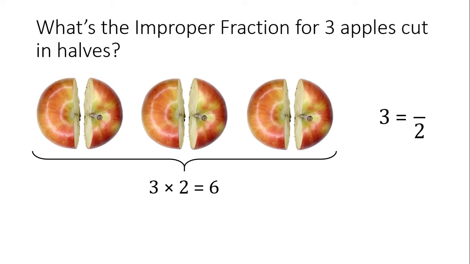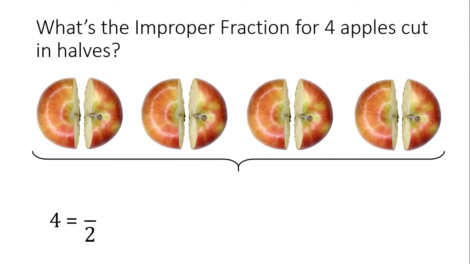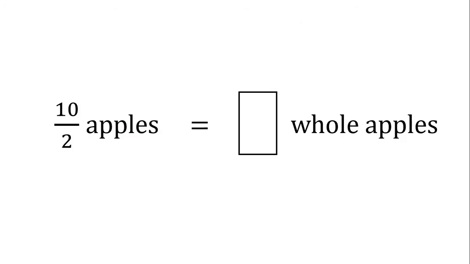What about 3 apples? That's going to be 3 apples, 2 pieces each, so 6 halves. What about 4 apples? Well, that's 4 apples, 2 pieces each, so 8 halves. Are you seeing a pattern here? I hope so, because the next question I'm going to ask you has no picture.